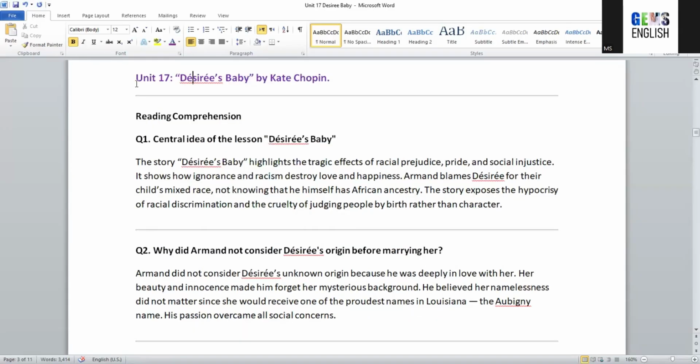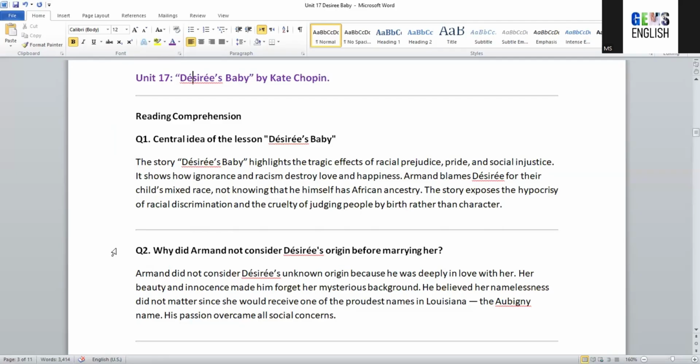Reading comprehension. Q1. Central idea of the lesson, Desiree's Baby. The story, Desiree's Baby, highlights the tragic effects of racial prejudice, pride, and social injustice. It shows how ignorance and racism destroy love and happiness. Armand blames Desiree for their child's mixed race, not knowing that he himself has African ancestry. The story exposes the hypocrisy of racial discrimination and the cruelty of judging people by birth rather than character.